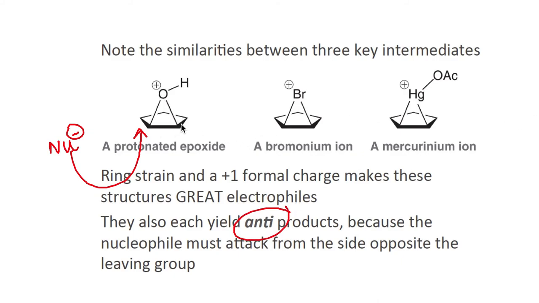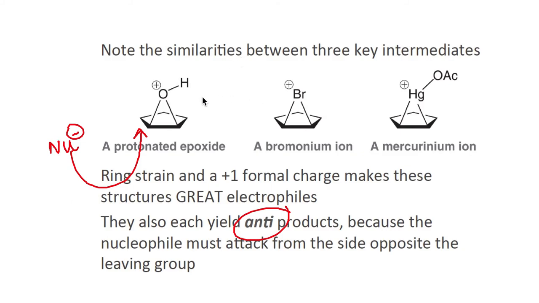Because if the epoxide is pointing up, or the bromonium or the mercurinium are pointing up, then the nucleophile has to come from below, from the less hindered position. And this is what I've been talking about in this chapter over and over. You must recognize common patterns across different reactions.